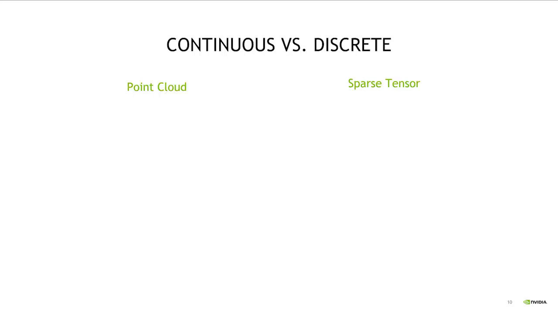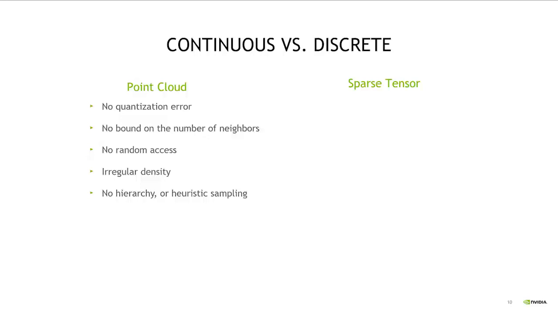Then let's compare some pros and cons of the point cloud and sparse tensor for 3D representation. The first thing to note is that the point cloud is usually continuous, whereas a sparse tensor uses discrete coordinates. So point clouds do not incur any quantization error. However, there is no bound on the number of neighbors, and random access is not possible. These make it difficult to use the point cloud for scalable training. Also, hierarchy is not defined, or we have to use a heuristic sampling method to create a hierarchy.